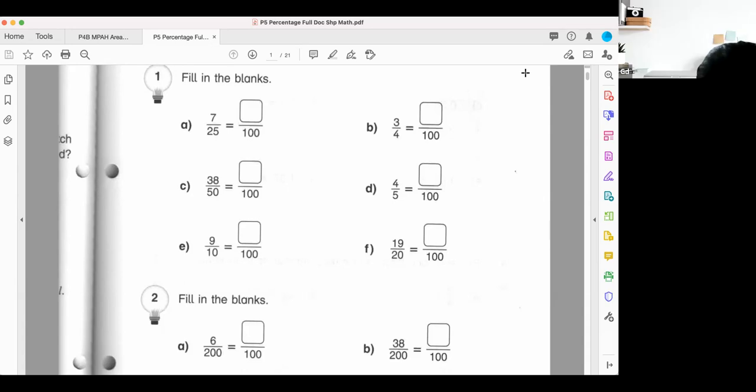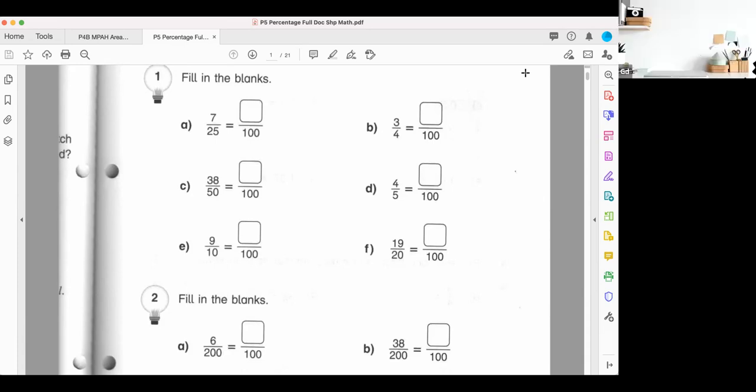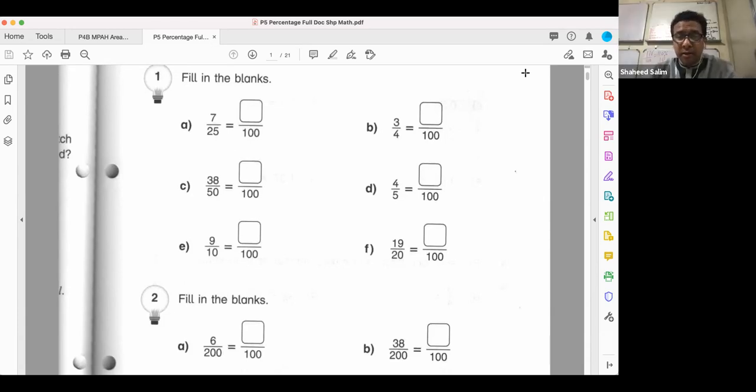Sir, so 25 times 4 is 100, right? 25 times 4 is 100, yes. 7 times 4, 28. So 28 out of 100. Which one? A, B, C, D. For A, 28 over 100. Well done. I thought you'd have finished B.